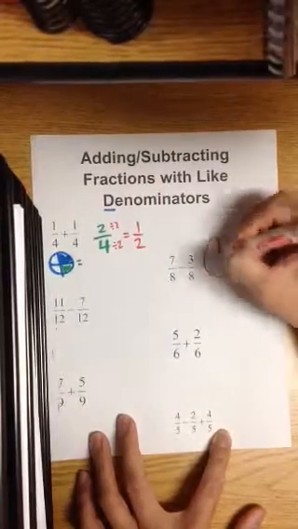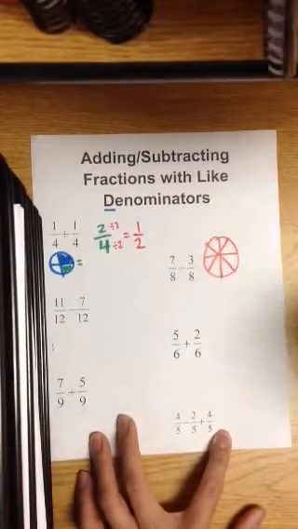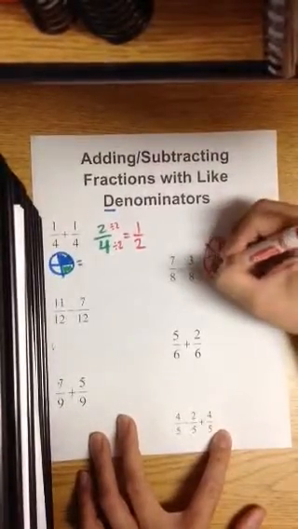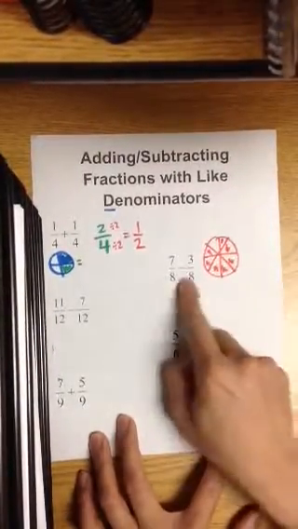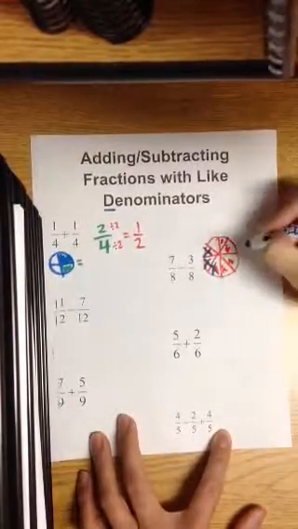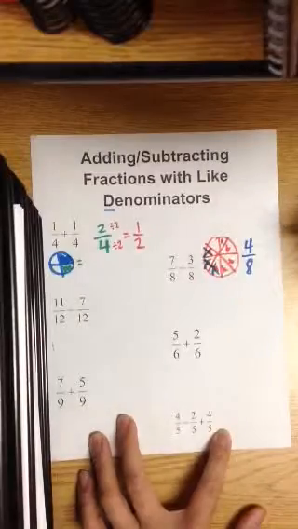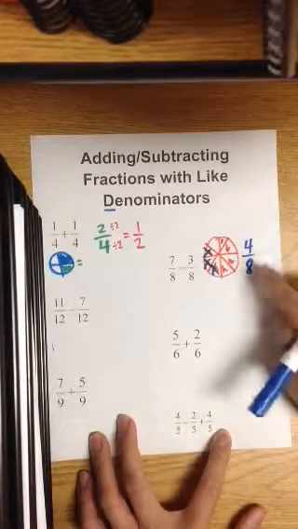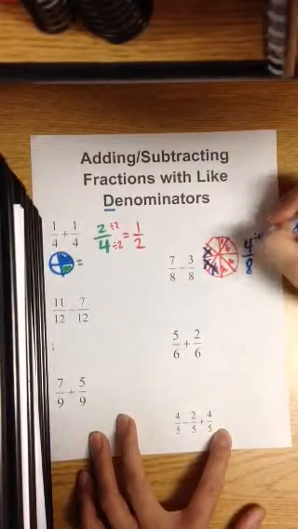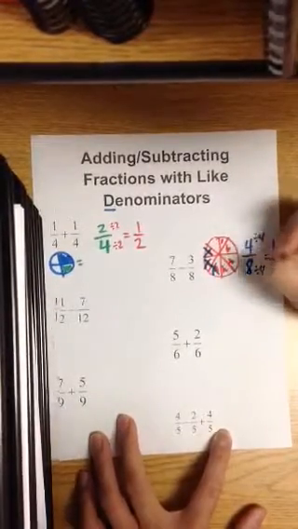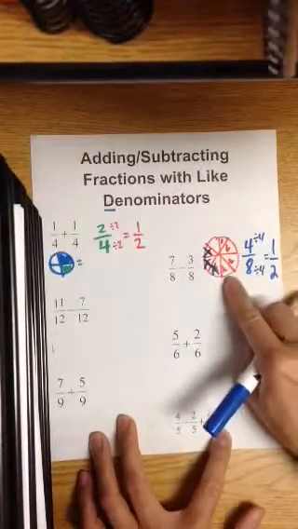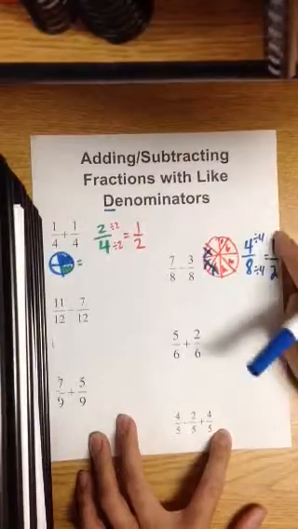So let's look at this one. You have 7/8. Let me cut this circle into 8 parts. So I have 7/8. 1, 2, 3, 4, 5, 6, 7. You take 3 of the 8 off. How many do you have left? 4/8. Can you simplify that fraction? What is the greatest factor that goes into 4 and 8? 4. 1/2. So 7/8 take away 3/8 is equivalent to 4/8, which is equivalent to 1/2.